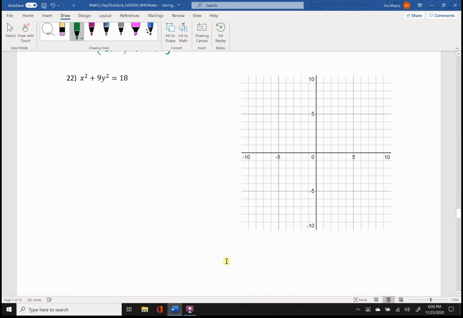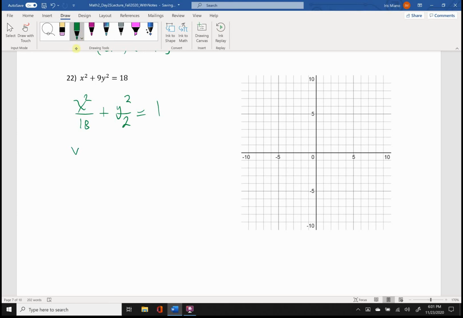Okay, cool. Moving on. Number 22. Aha! Now notice that this equation is not in a very friendly format, so what we need to do is force this constant term on the right-hand side of the equation to be a 1. So basically divide the whole thing by 18. So we'll get x squared over 18 plus y squared over 2 equals 1.